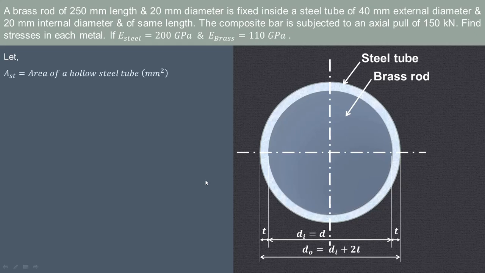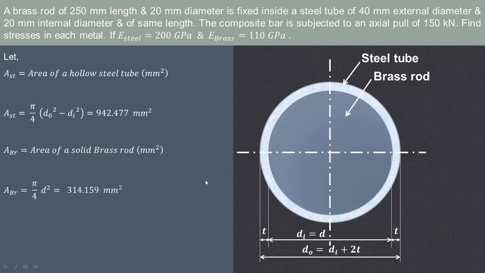So suppose AST is equal to the area of the hollow steel tube. Calculate that particular area, substitute DO is equal to 40 mm and DI is equal to 20 mm and make the calculations. So the area of the hollow steel tube will be 942.477 mm square.